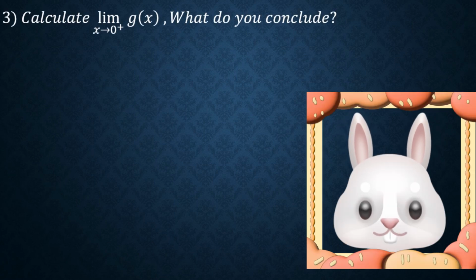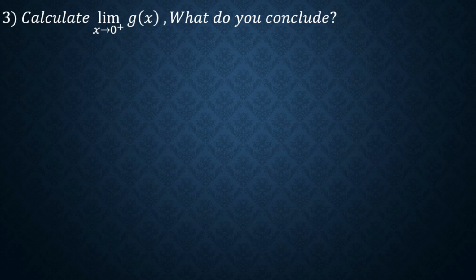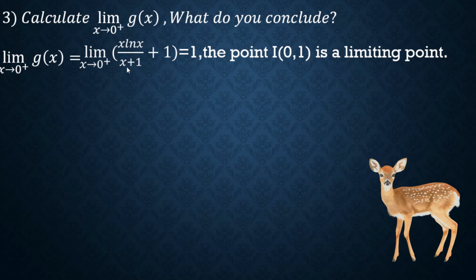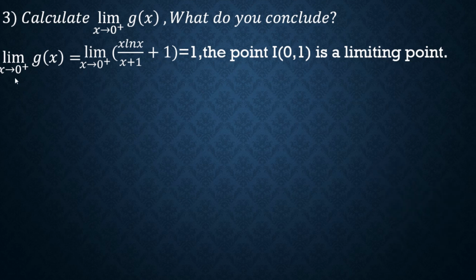Calculate the limit of g of x as x goes to 0 plus. What do you conclude? The limit of g of x as x goes to 0 plus equals the limit of x ln x over x plus 1, plus 1, as x goes to 0 plus. As x goes to 0, x ln x goes to 0, and 0 over x plus 1 is 0, so we get 1. What do we conclude?